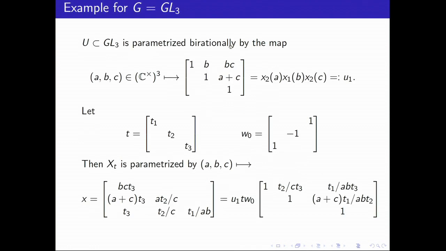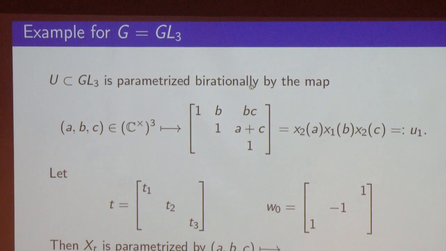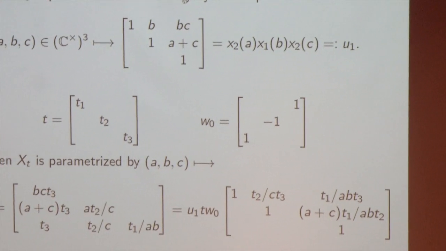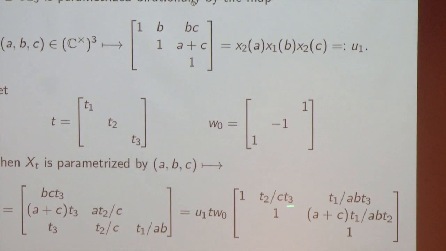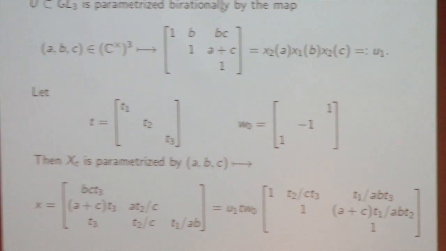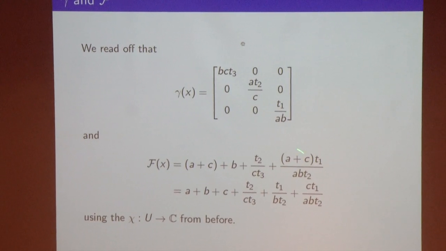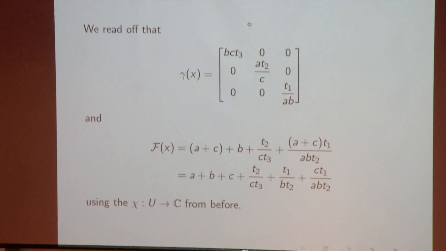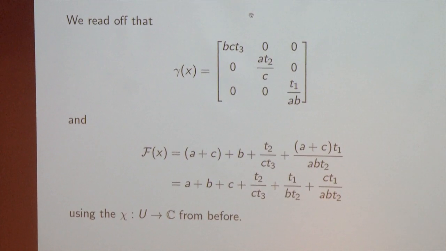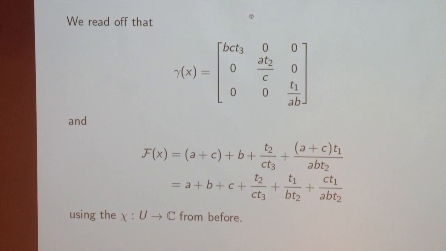chi of this matrix is the sum of these two entries, so it's A plus C plus B. And then I have to add these two entries, which are significantly more complicated. So T2 over CT3 and this quantity here. The sum of these four terms is the decoration. If you expand it, you end up with six terms. So it's A plus B plus C plus these Laurent monomials.